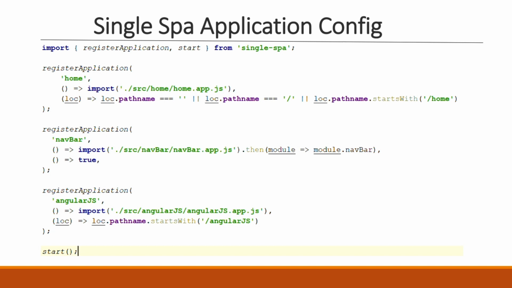Based on the URL, let's say if the URL contains home or just / without anything, then this child application will be active and shown to the users. For example, the navigation bar should always be visible, so you always return true so that it's always visible. For AngularJS, when the user clicks the tab, it will download from this location, and it will be active when the URL contains /AngularJS. And then you just need to call start once you register all the child applications. This library will take care of mounting the child application and then unmounting it when it's not in use.